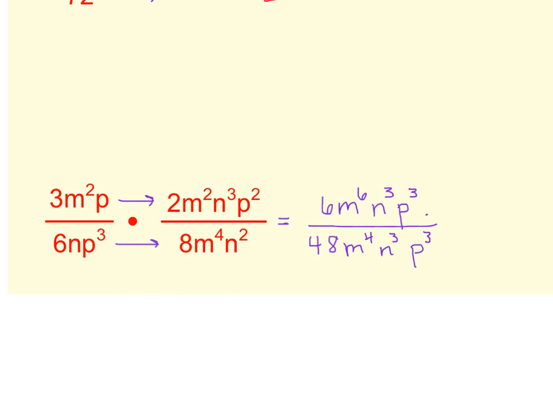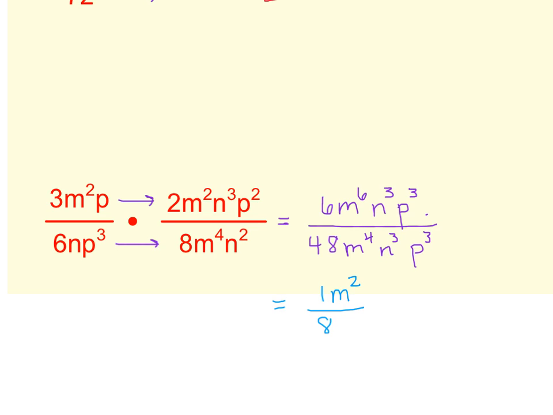If you divide them both by 6, you end up with a 1 over 8. All right, next you have m to the 6th over m to the 4th. Well, anytime you're dividing the same base, if you remember, we keep our base the same and subtract the exponent. 6 minus 4 is 2.